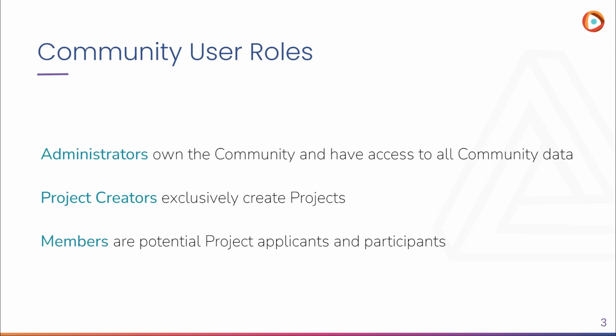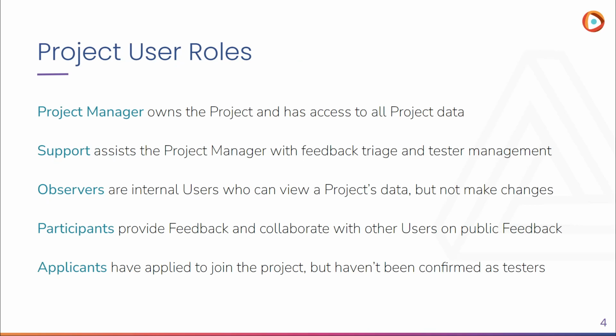So these are the three different user roles that we have at the community level. Let's go ahead and take a look at what we have at the project level. For project user roles, we start at the top with the project manager. They own the project, and they have access to all project data. So very similar to what we had with administrators at the community level.